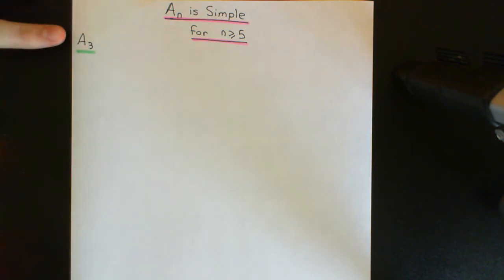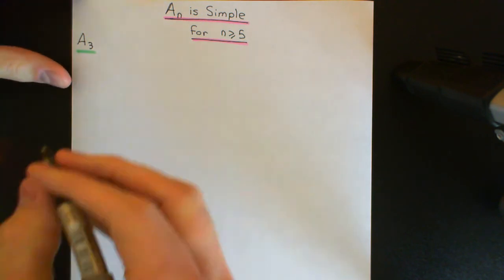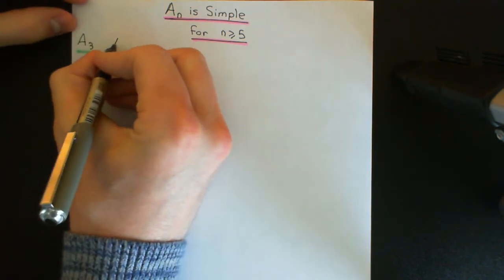And the cyclic group on a set of 3 elements is a cyclic group with a prime number of elements, and therefore it is simple. So A3 is simple, however A4 is not simple.